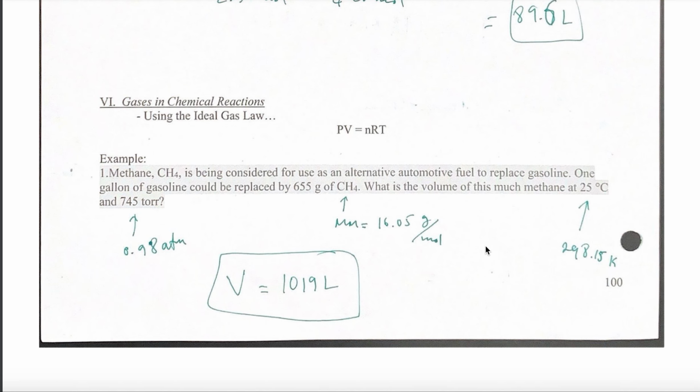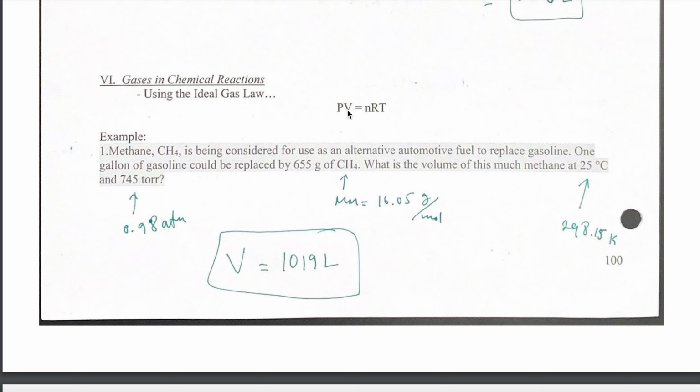All right, plug in the formula, PV equals nRT. If you take nRT divided by P, you get V. So you plug everything in, and you should get V right around 1019 liters.